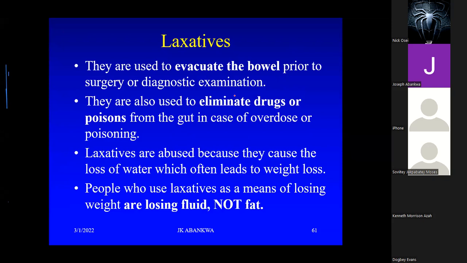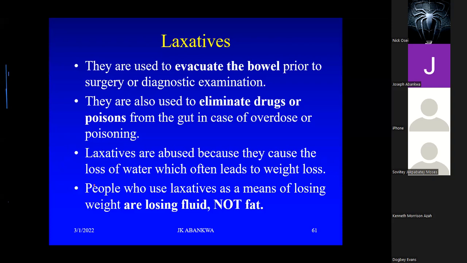Just joking. They are also used to eliminate drugs or poison from the gut in case of overdose or poisoning. Remember, when you take in drugs, the drug has to be absorbed. So when you use laxative, it will push the drug away through the small intestine quickly into the large intestine. You excrete it even before absorption, because when these poisons get into your systemic circulation, that is the end. You can die. But giving a laxative can quickly push the drug out of your body.